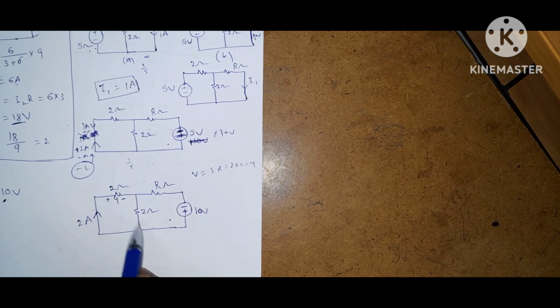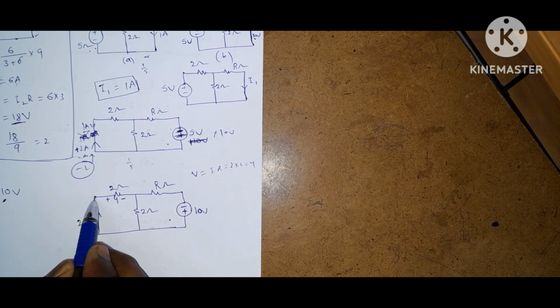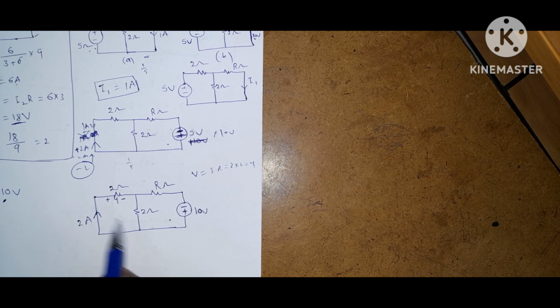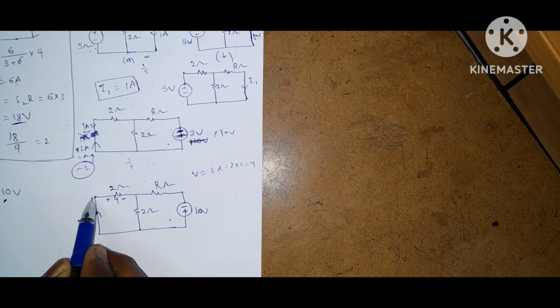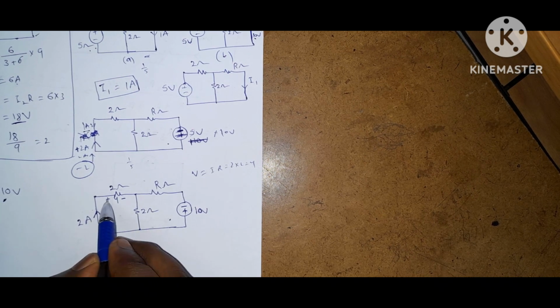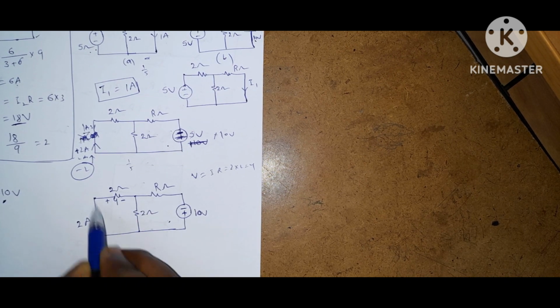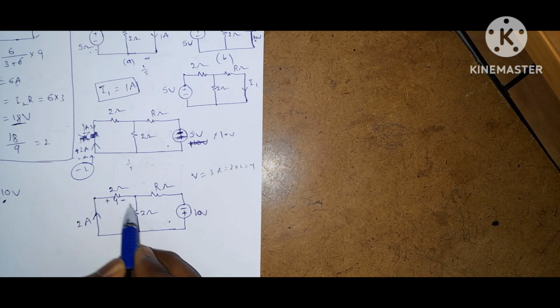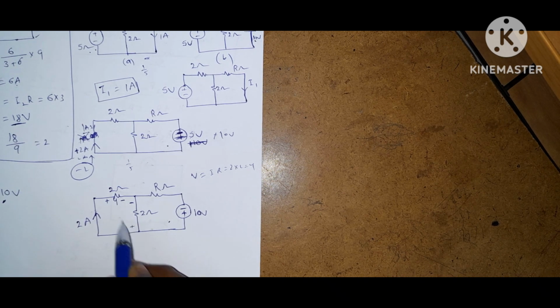These two resistors are connected in parallel because these nodes are at the same potential, because this is drawn from here. That's it. These two resistors are connected in parallel. Now the voltage across the resistors is the same, so this is 4 volts. Here also this is 4 volts.